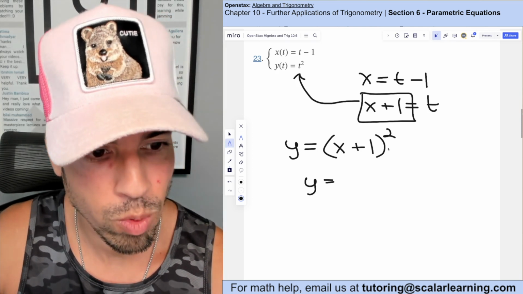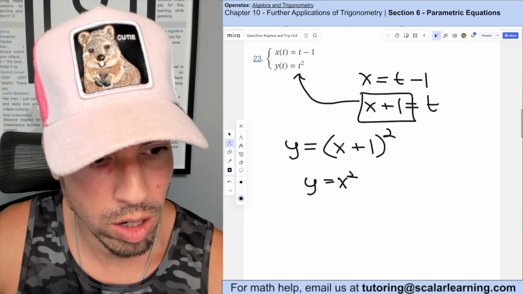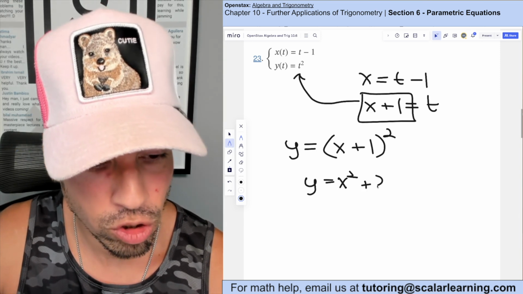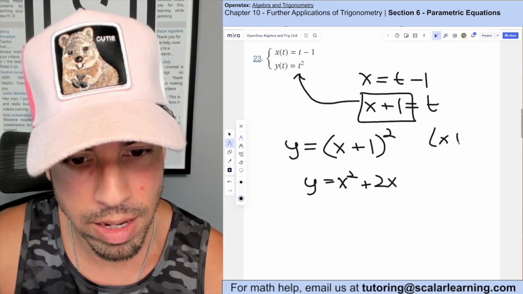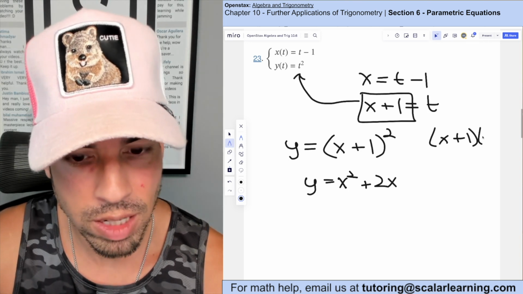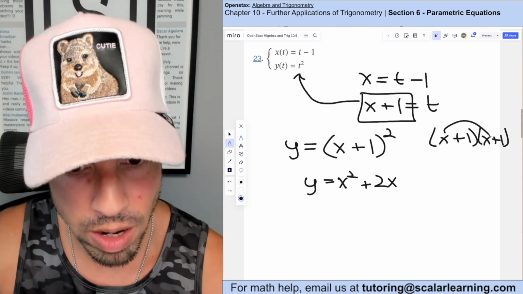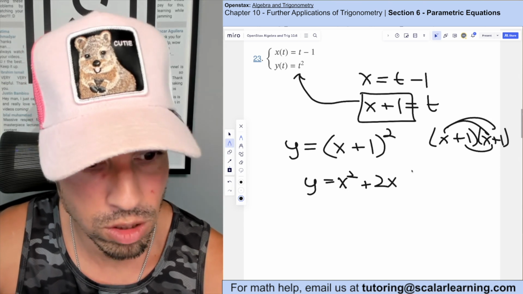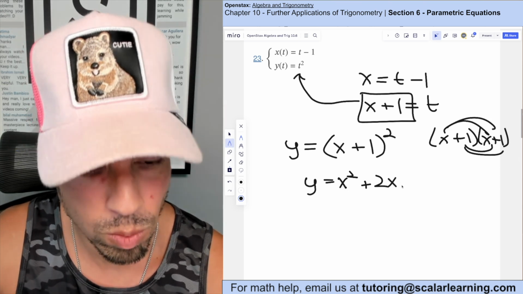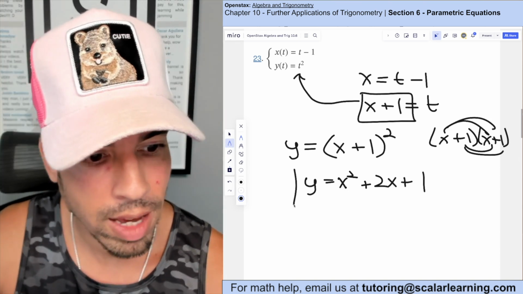So x plus 1 squared gives us x squared plus x, which is 2x. And if you remember why that is, because this is really x plus 1 times x plus 1. So we have to FOIL. X squared, 1x, that gives us the 2x. And then plus 1 times 1, which is 1. That's how you do it.